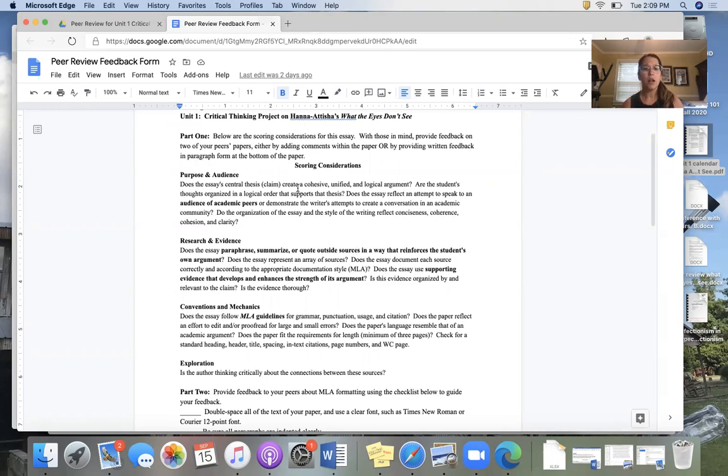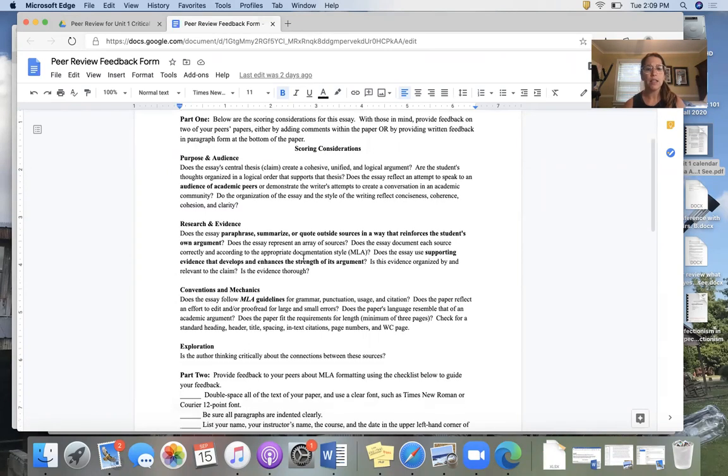And under research and evidence, this is a lot about how the writer is using evidence. So is the evidence strong? Does it support the kind of claims that the student's making? And also, is that evidence cited appropriately? So we're looking at in-text citations in MLA format, which is where we use the author's last name and page number. And you know, those kind of MLA specifications.